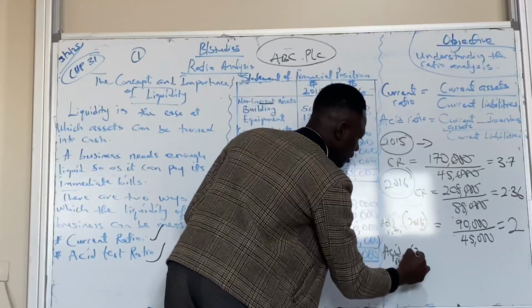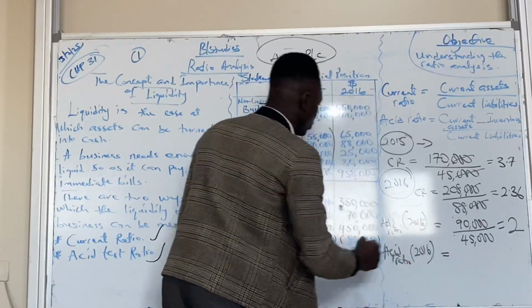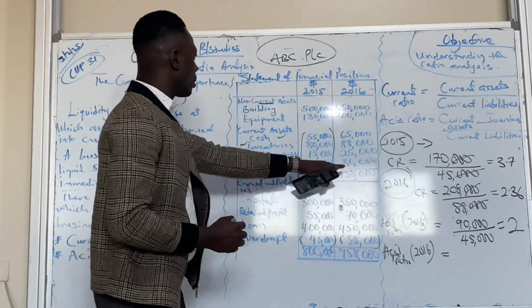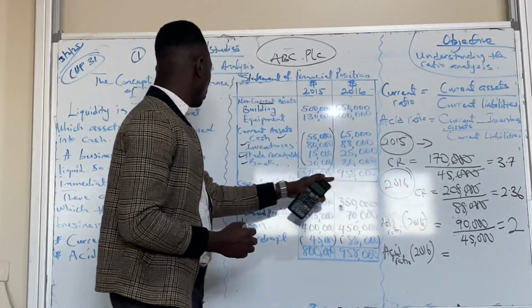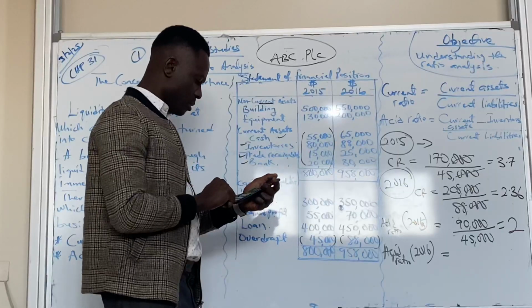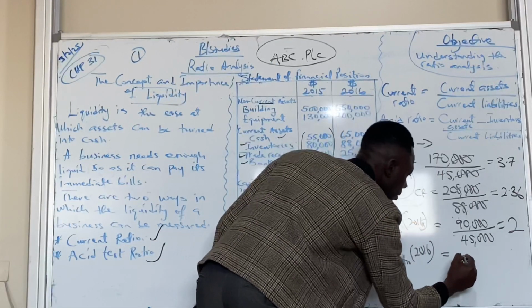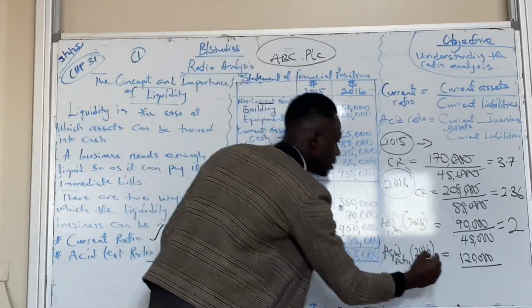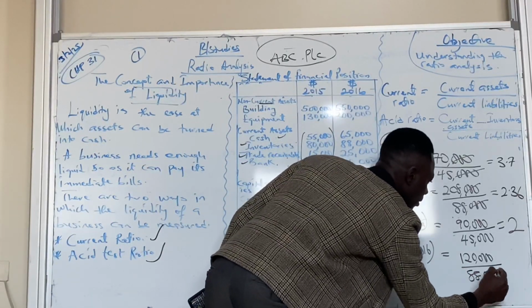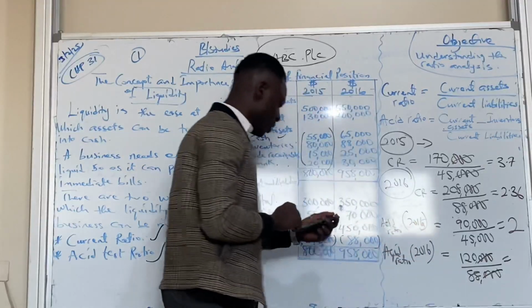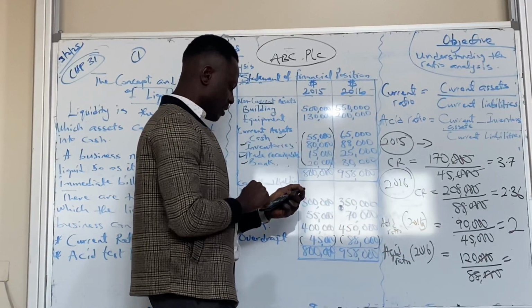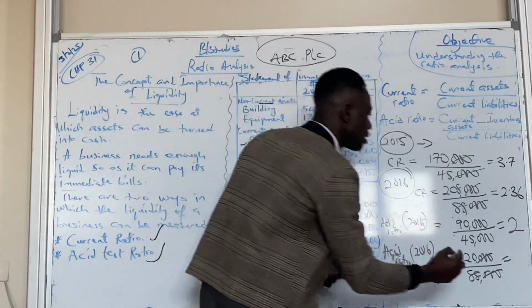Okay, 2016. So it's 208 minus what? 88, the inventories. So that's 120, right? 120,000 divided by 88,000. So we have 120 divided by 88. That is 1.36.